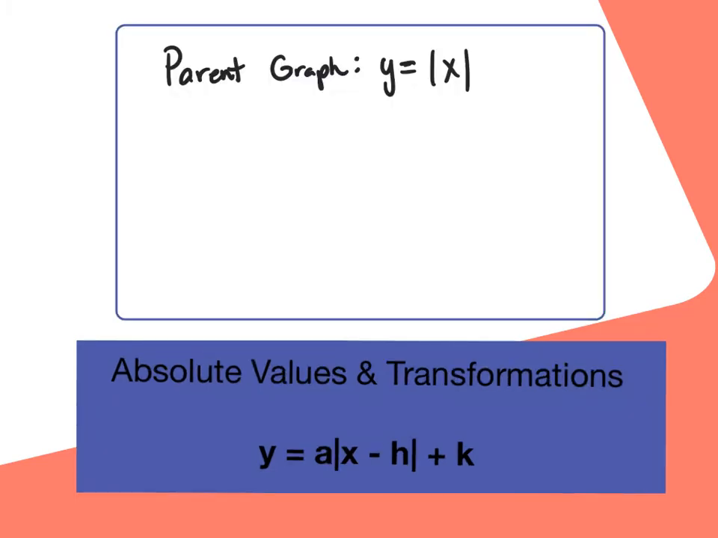Before we jump into this fancy equation of y equals a times the absolute value of x minus h, plus k, we have to start from the very beginning, which is called the parent graph. And the reason we call it the parent graph is because everything will originate from this graph. It's a very, very simple equation: y equals the absolute value of x. It has none of the a, none of the h or the k. So it's the very essence of where everything begins.